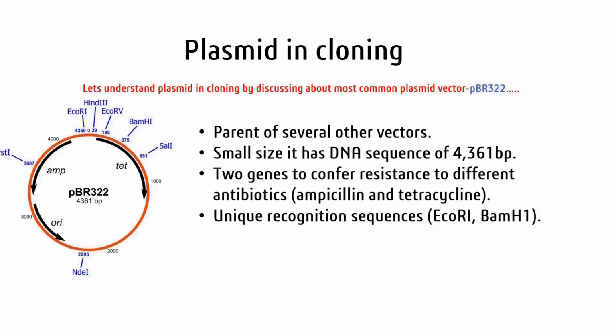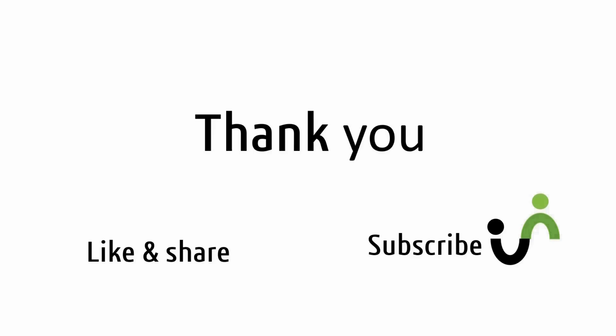pBR322 of E. coli is the most popular and widely used plasmid vector and is appropriately regarded as the parent or grandparent of several other vectors. It has 4361 base pairs and carries sites for restriction endonucleases such as EcoRI, HindIII, BamHI, etc.